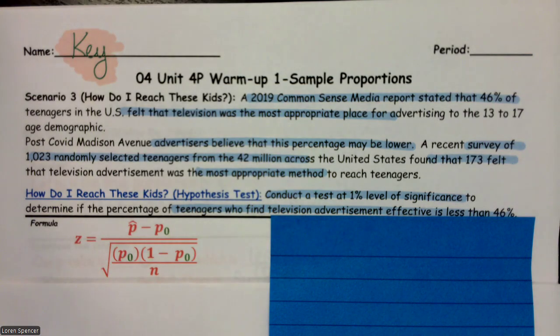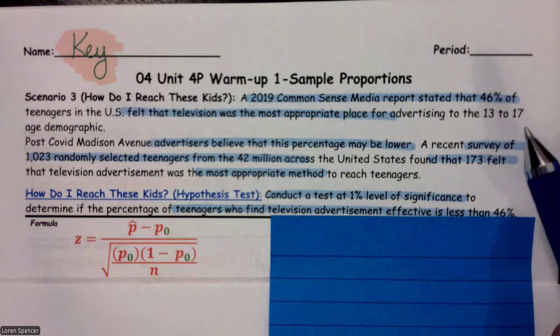This is a warm-up on one sample proportions, coming from the note spiral, and we're going to do scenario 3, how do I reach these kids? A 2019 Common Sense Media report stated that 46% of teenagers in the US felt that television was the most appropriate place for advertising.